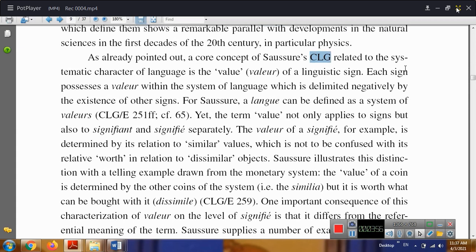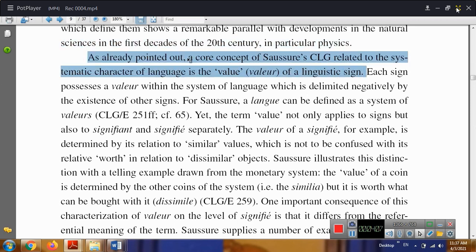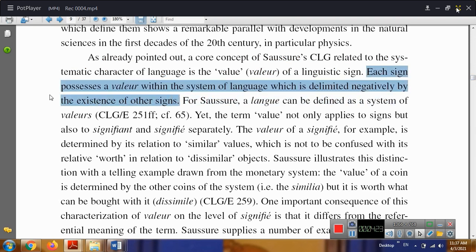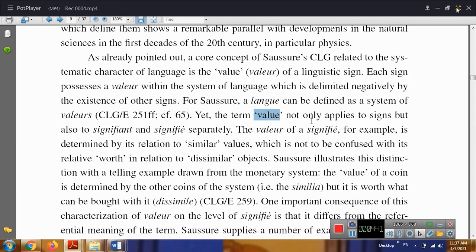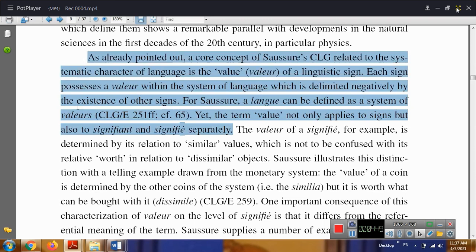As already pointed out, a core concept of Saussure's Course in General Linguistics, his book, related to the systematic character of language is value. Another concept which is important for Saussure is the value of a linguistic sign. Each sign possesses a value within the system of language, which is delimited negatively by the existence of the other signs. For Saussure, a language can be defined as a system of values. Yet the term value applies not only to the sign but also to the signifier and the signified separately.